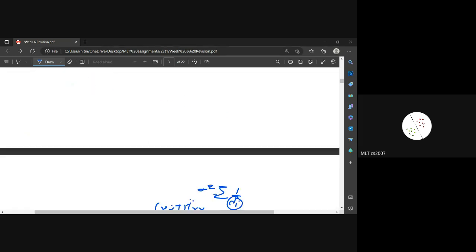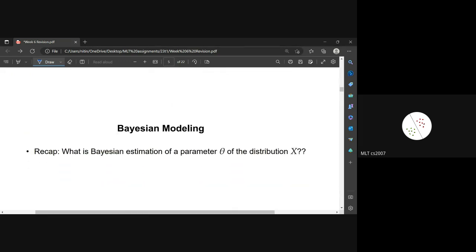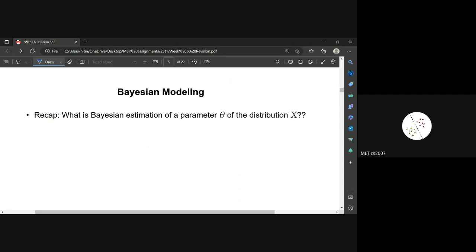Now, the different ways of looking at this estimator as doing Bayesian estimation. So what do we do in Bayesian estimation? Let's quickly recap what Bayesian estimation is. Let's assume your parameter is theta that we don't know, and that is coming from the distribution X. So how to estimate that parameter using Bayesian estimation? Can anyone please explain how to do Bayesian estimation? So we take a prior and then we modify it based on the estimate.